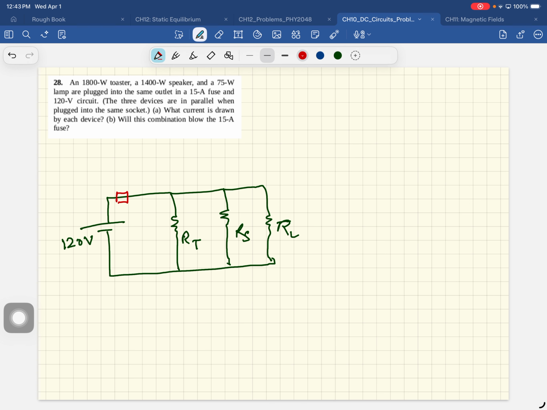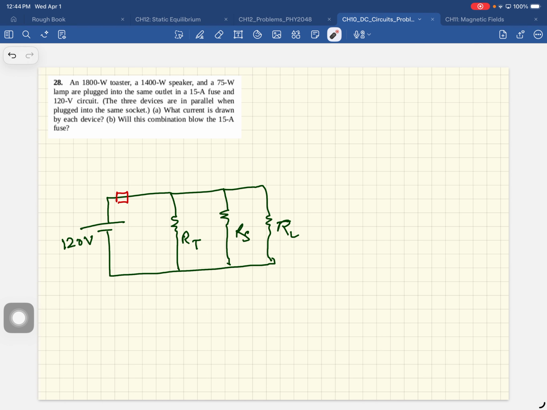What is the purpose of the fuse? What does the fuse do? The fuse will burn before the wire will burn. That's the purpose of the fuse. So the fuse will burn at a lower current than the wire, so that way your wire will never burn.